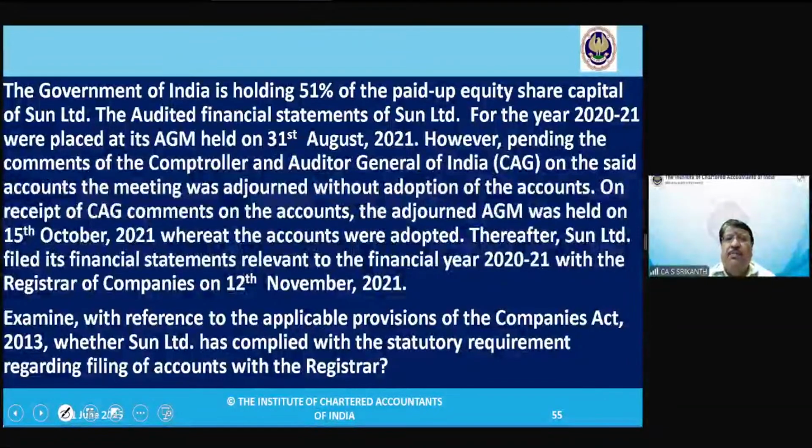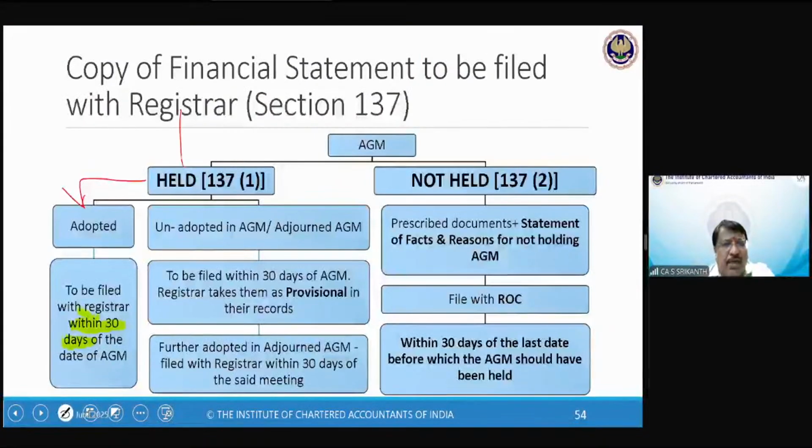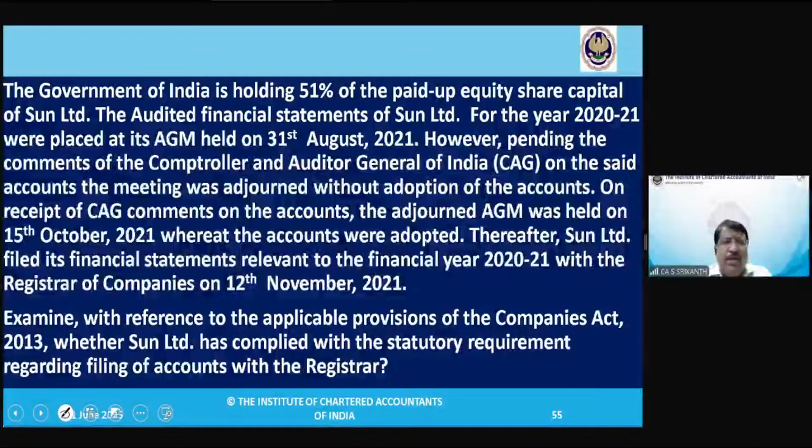See, when was the AGM held? 31st August. Okay. So from that date, by 30th September, you should have filed your statements. Even though not adopted, you will come in this category. So within 30 days, you should have provided. Then after 30 days, when the adjourned meeting is held, within 30 days, you have to file the adopted ones. This is the correct procedure.